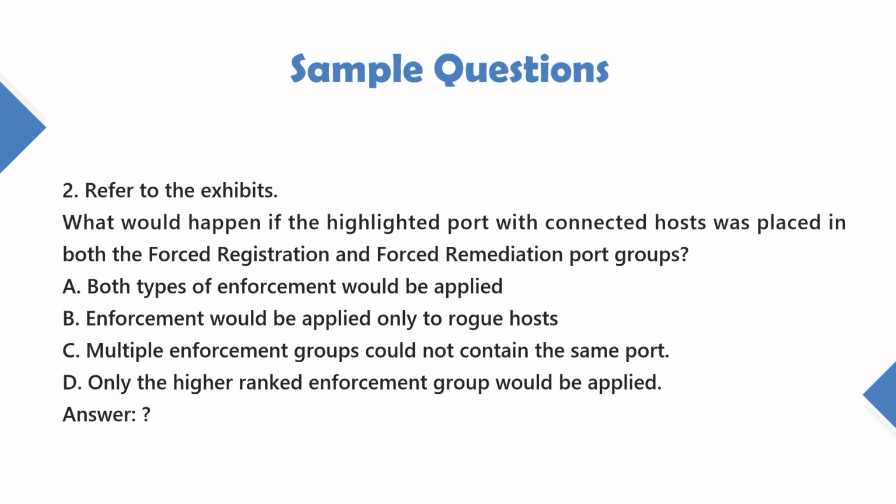2. Refer to the exhibits. What would happen if the highlighted port with connected hosts was placed in both the forced registration and forced remediation port groups? A. Both types of enforcement would be applied. B. Enforcement would be applied only to rogue hosts. C. Multiple enforcement groups could not contain the same port. D. Only the higher-ranked enforcement group would be applied.